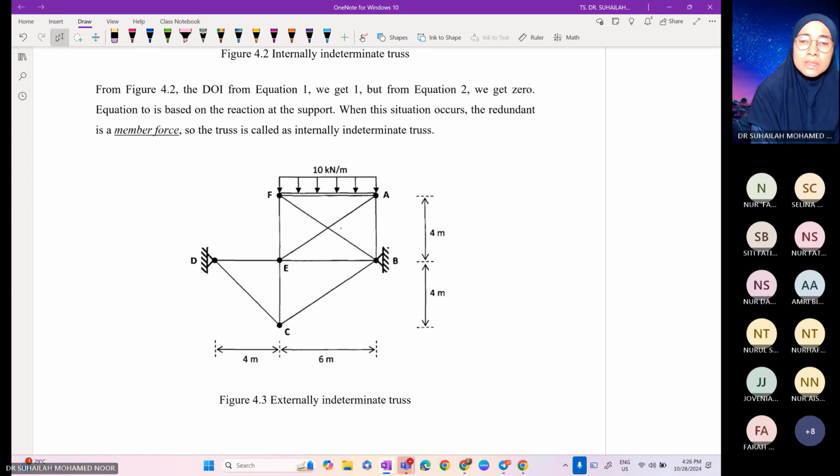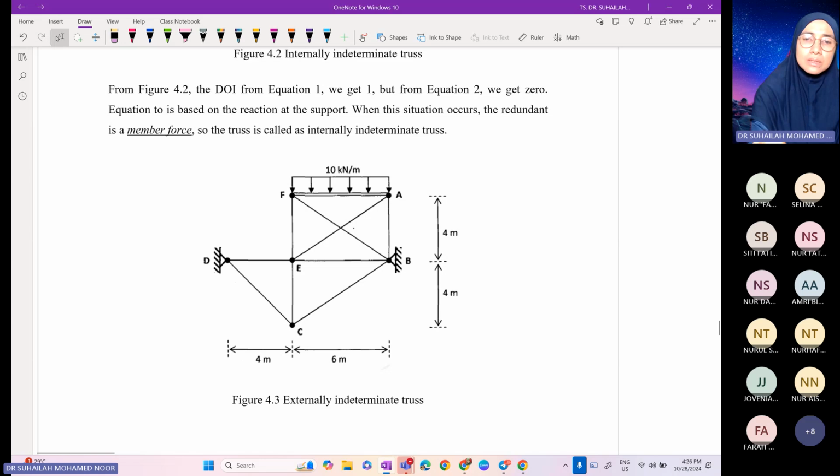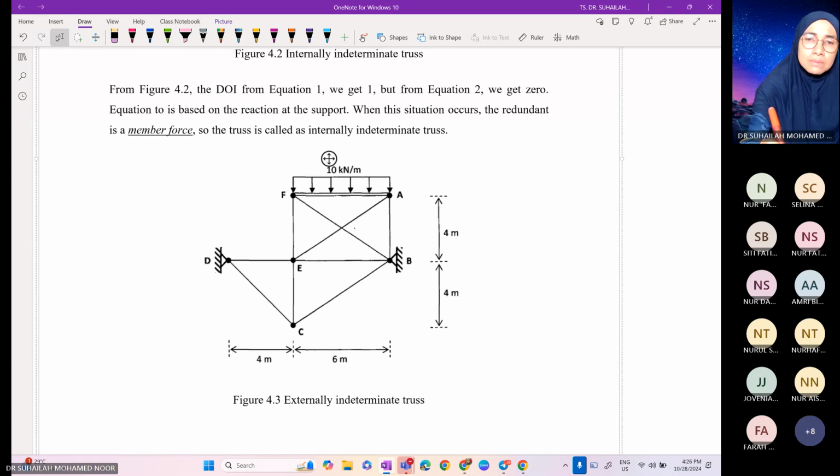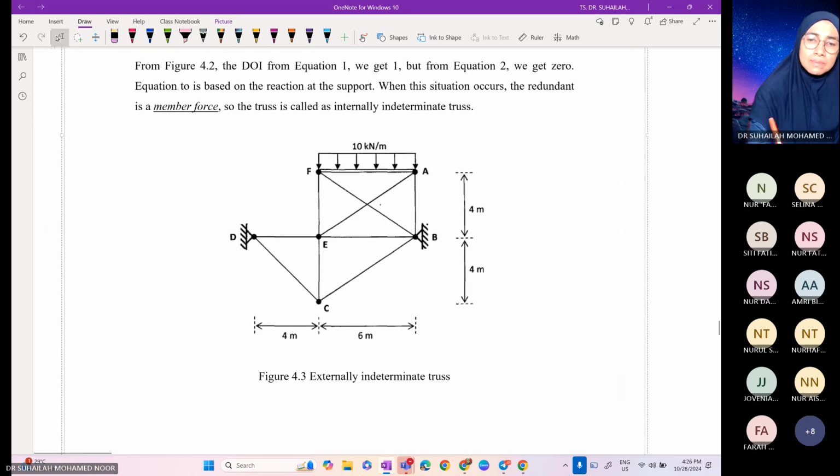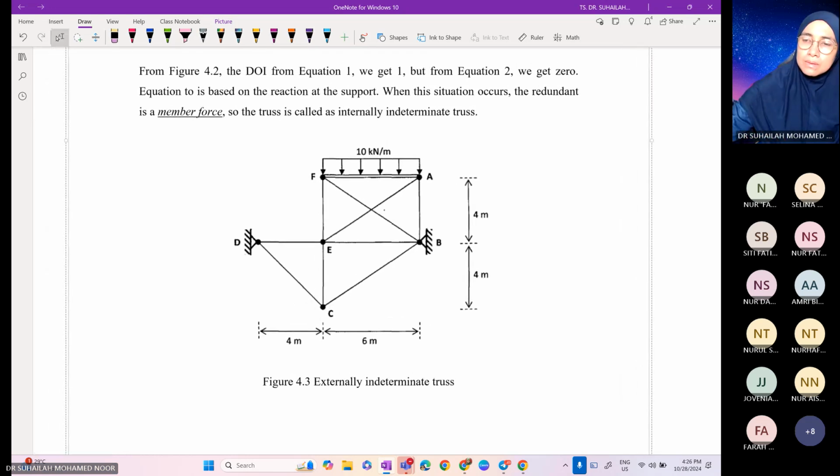Okay. So let's look at another one. So this truss has one, two. Okay, this truss has, okay, it doesn't stick. Okay, doesn't matter, just look at the truss.